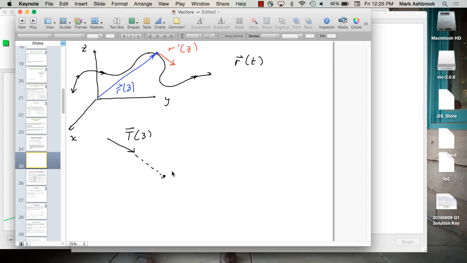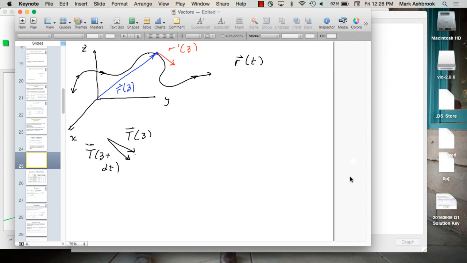Agree with that? All right, but now I'm going to put those tail to tail. So I'm going to take T of 3 and T of 3.01, or kind of like T of 3 plus dt, and put those tail to tail. And then I want to look at the difference between those two. So I want to look at the change in big T for the change in little dt.